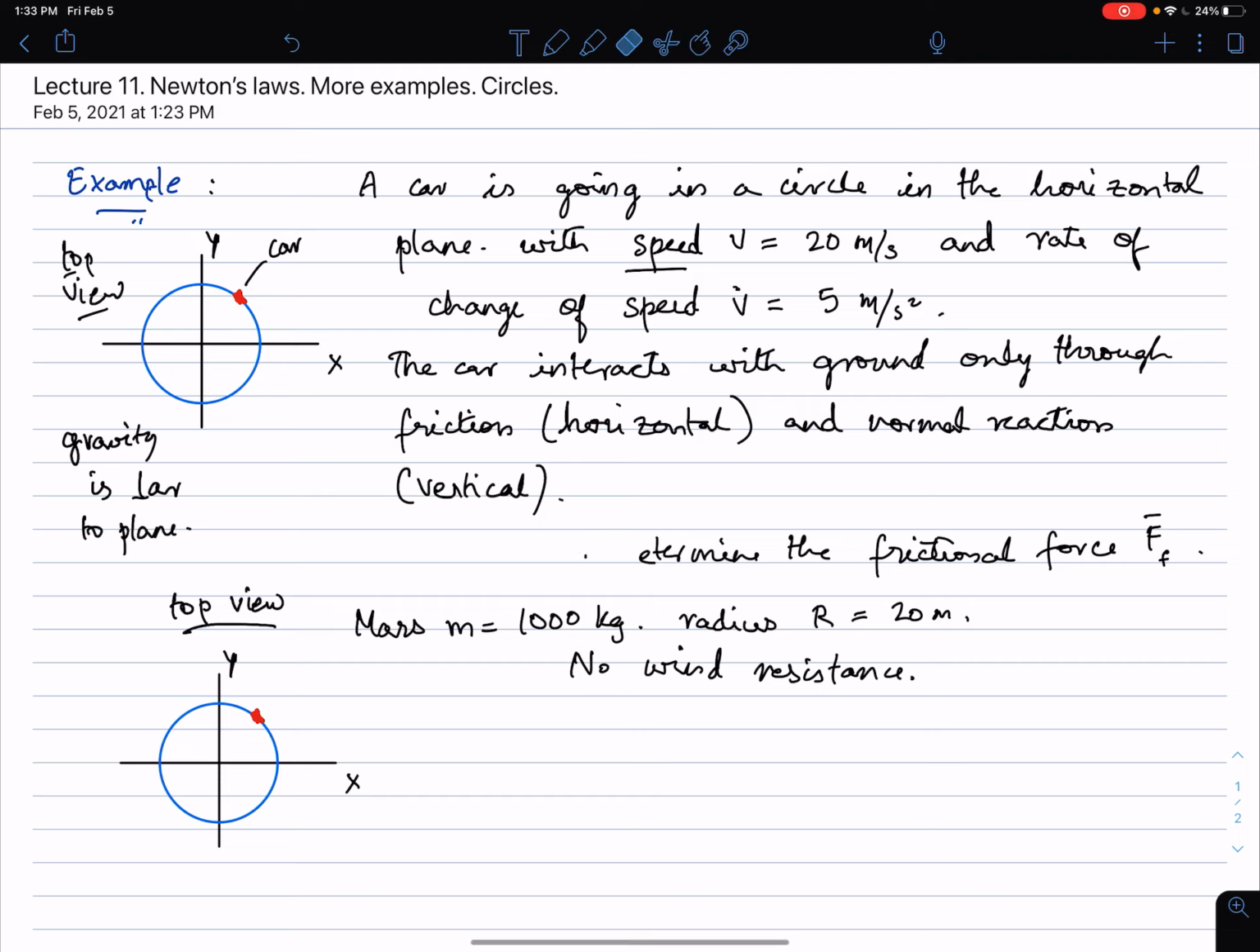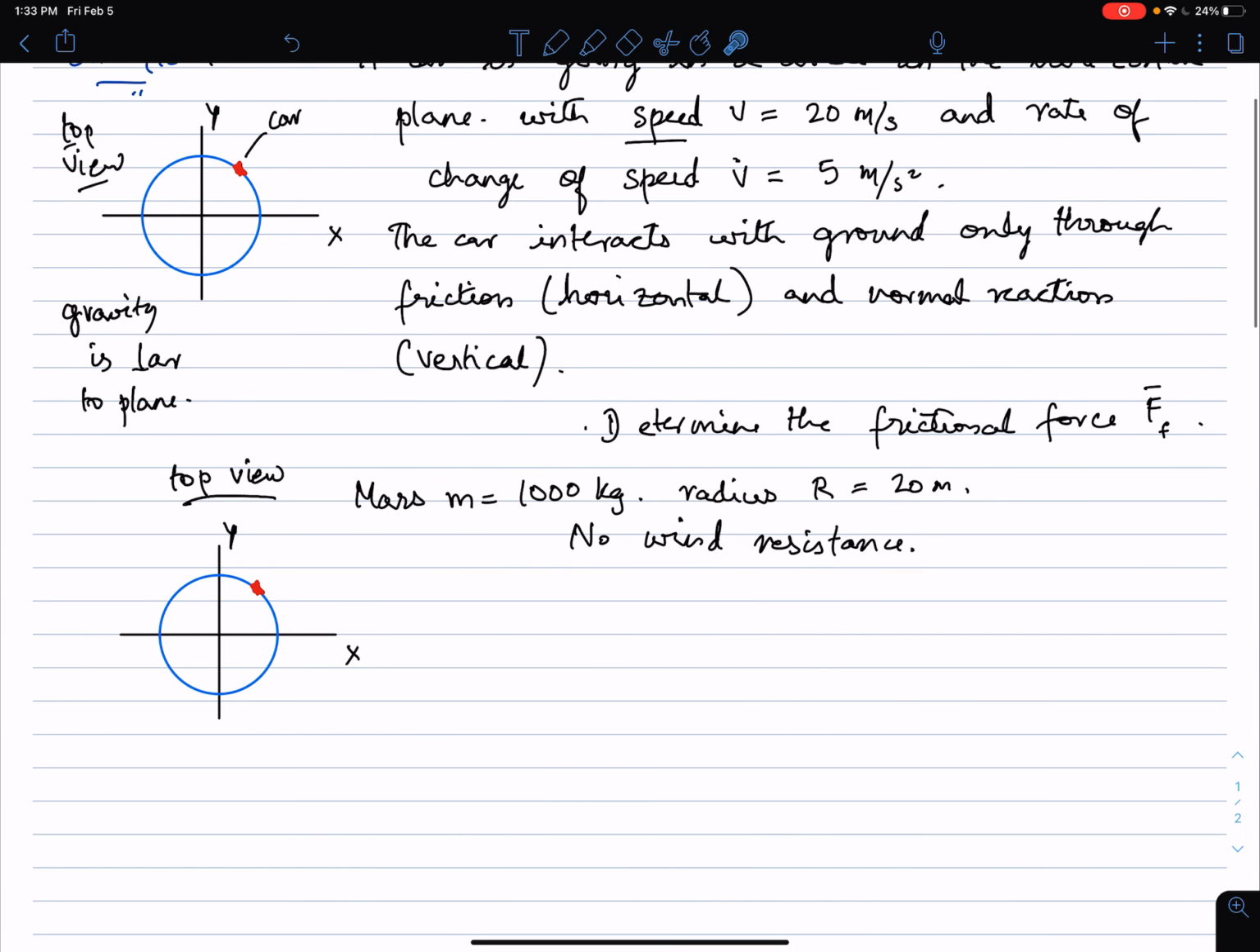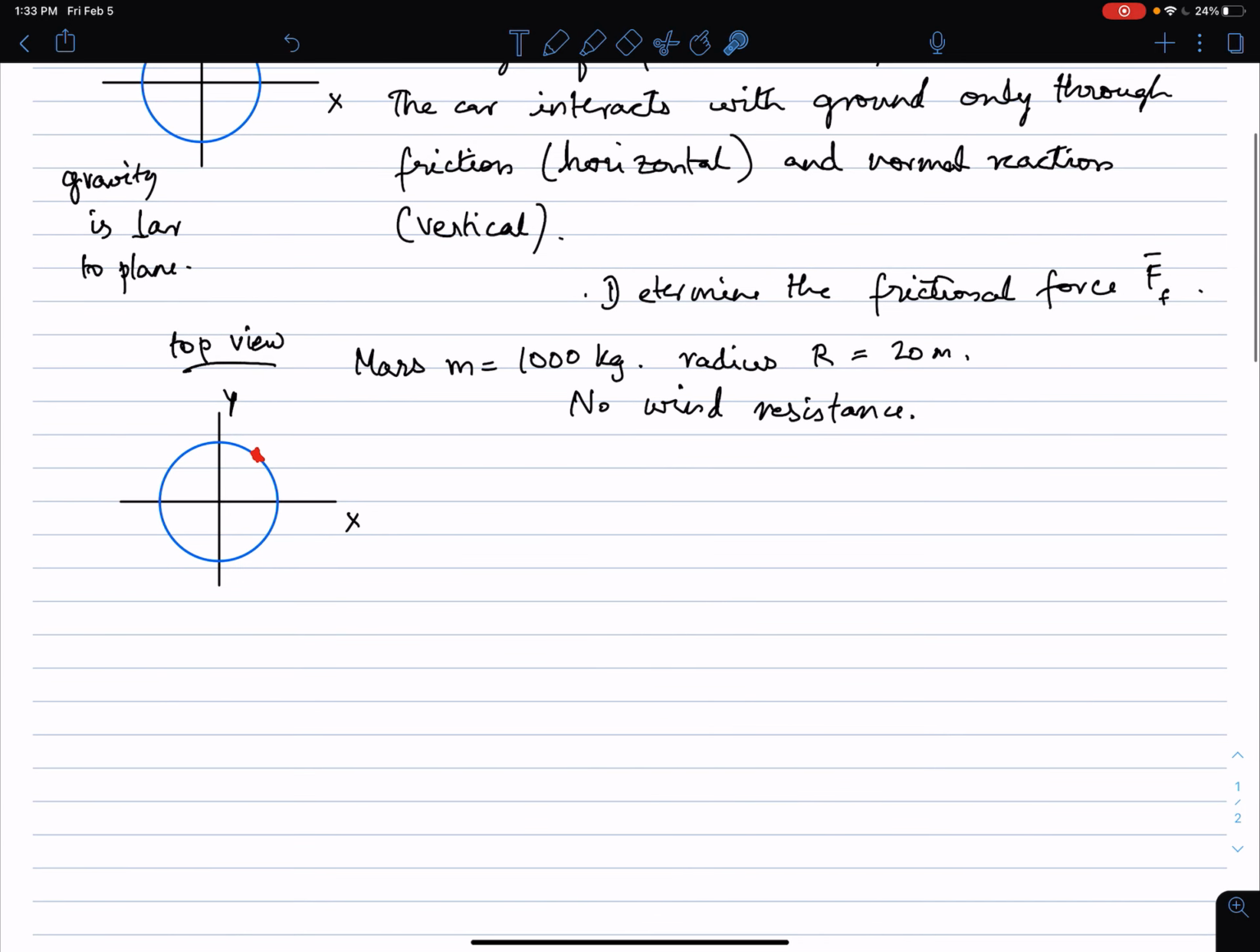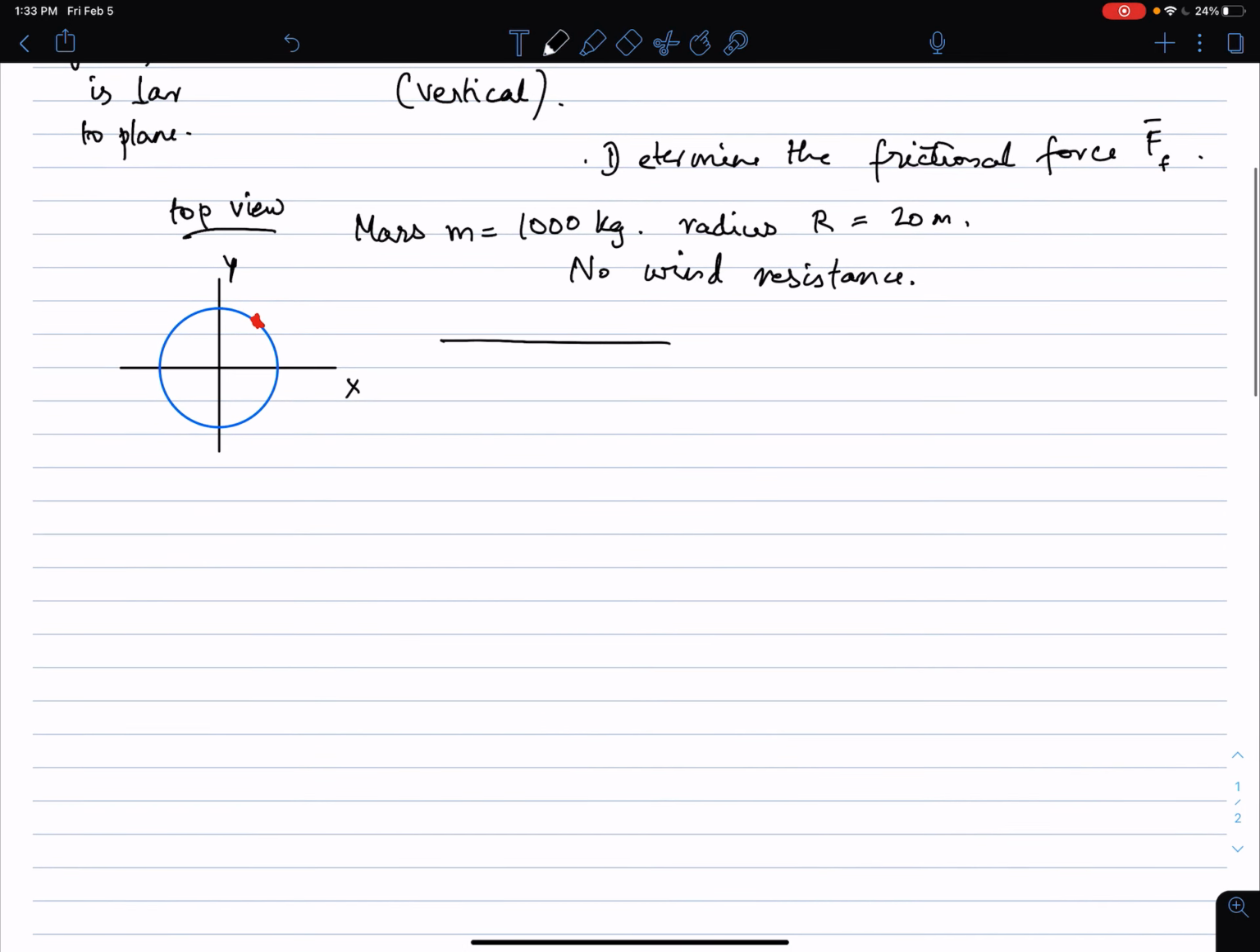And then you're asked to determine the frictional force between the car and the ground, basically. And you're told that the mass m is 1,000 kilograms, the radius r is 20 meters for the circle, and you assume that the car is a particle. There's no wind resistance. All these things are given.